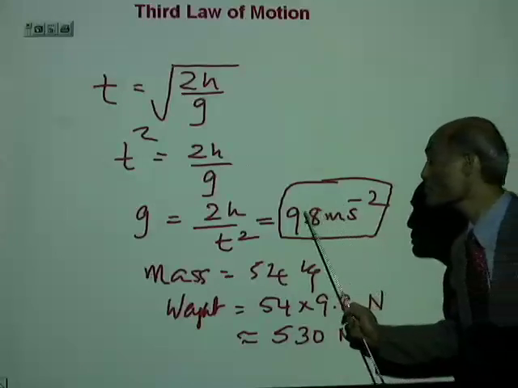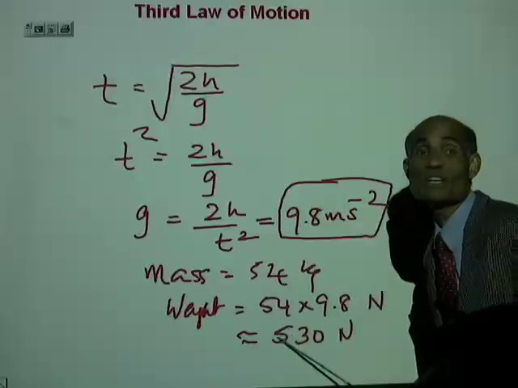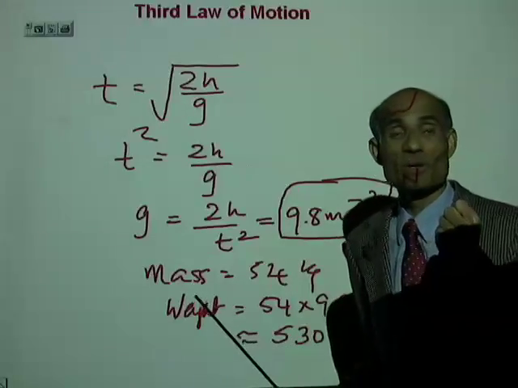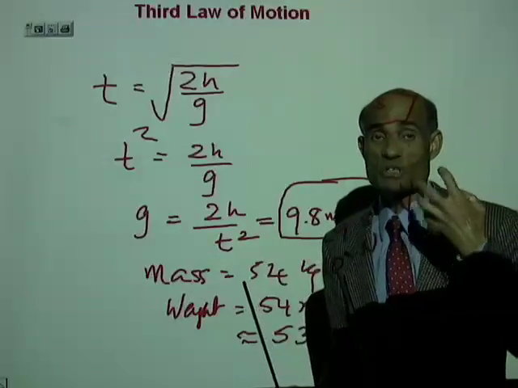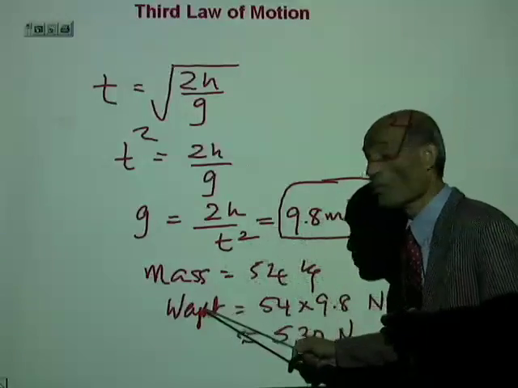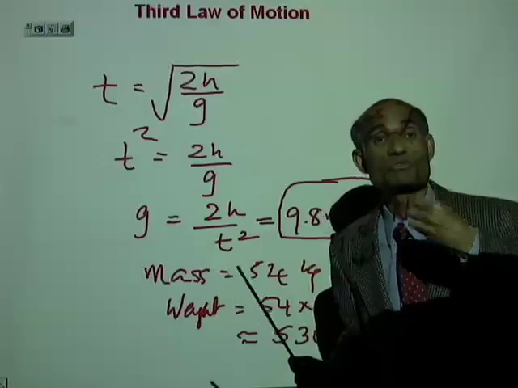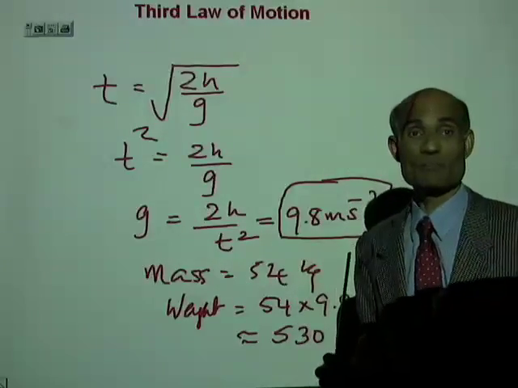You can see I haven't used the negative sign here. Well, because I was only interested in the magnitude. But when you use g for calculation for problems, it is a vector. Weight is a vector. So you must use the direction there as well.